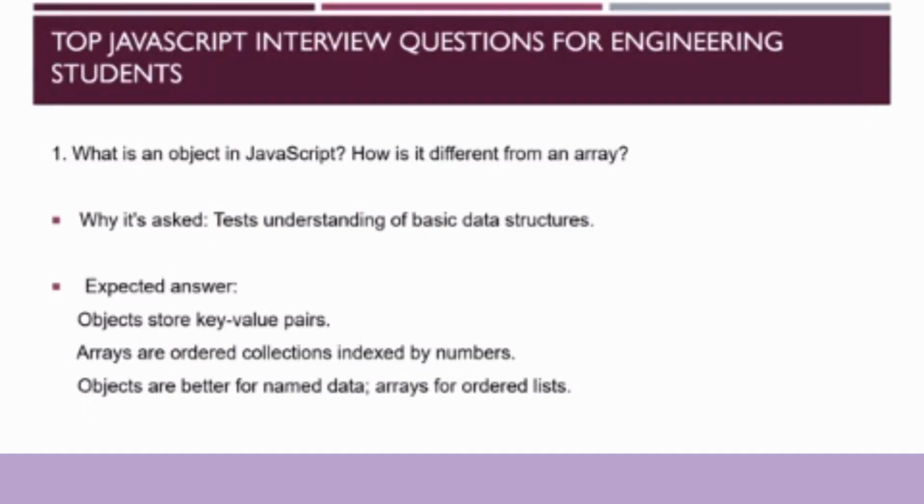So the key difference is, use objects when you want to store data with specific names like properties of a person or product. Use arrays when you want to store ordered lists like a list of colors, numbers, or names. This question tests whether you understand when and why to use each data structure.